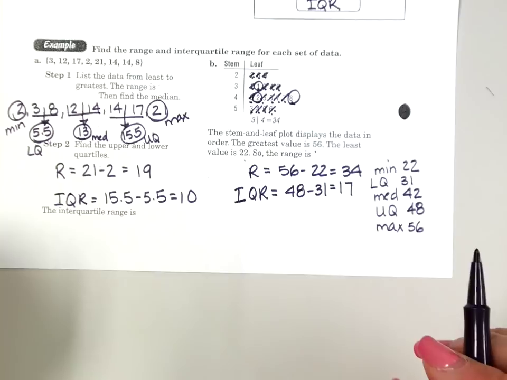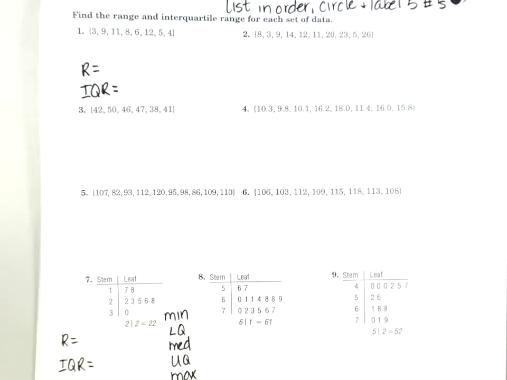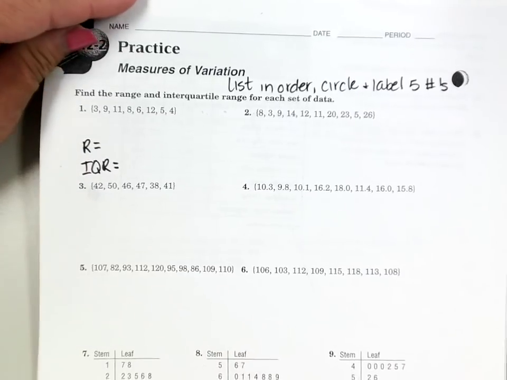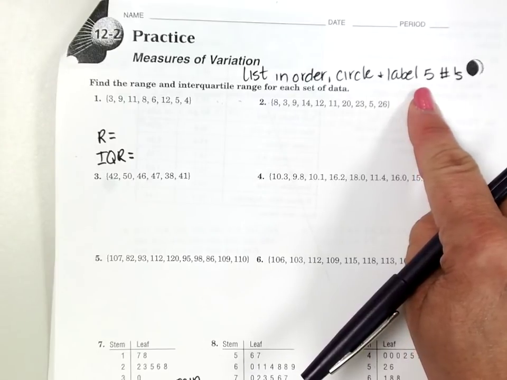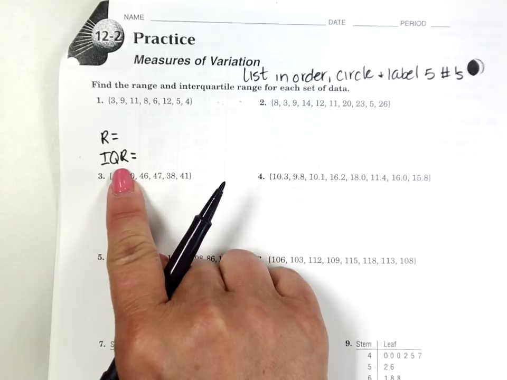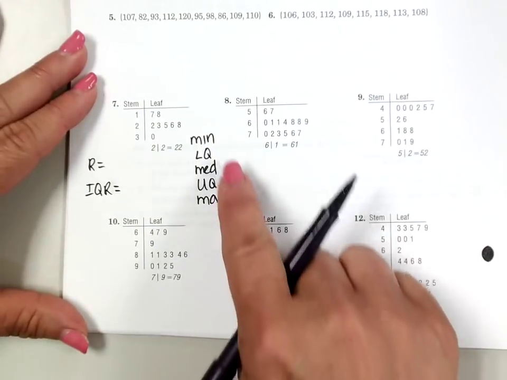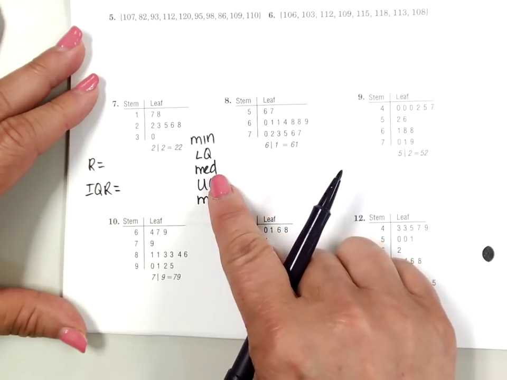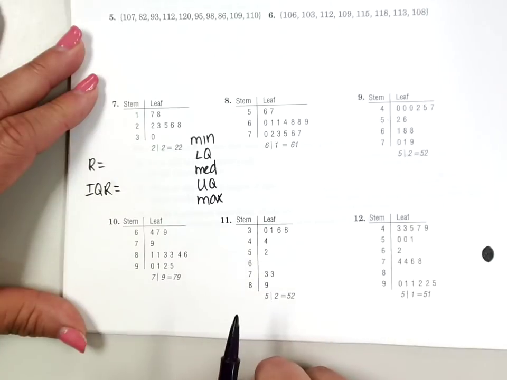Okay, so on your homework, fill this in on your homework. You're going to list in order, circle and label the 5 numbers, find your range and find your IQR. Down here you have your minimum, LQ, median, UQ, and maximum. I want them listed over here, and the range and interquartile here.